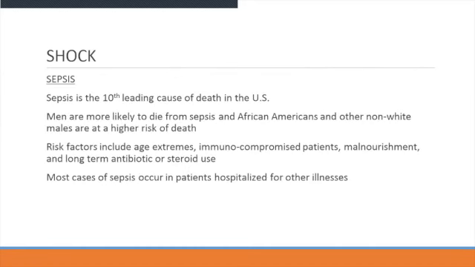Sepsis is the 10th leading cause of death in the US. Men are more likely to die from sepsis, and African Americans and other non-white males are at a higher risk of death. Risk factors include age extremes, compromise to the immune system, malnourishment, and long-term antibiotic or steroid usage. Most cases of sepsis occur in patients hospitalized for other illnesses.